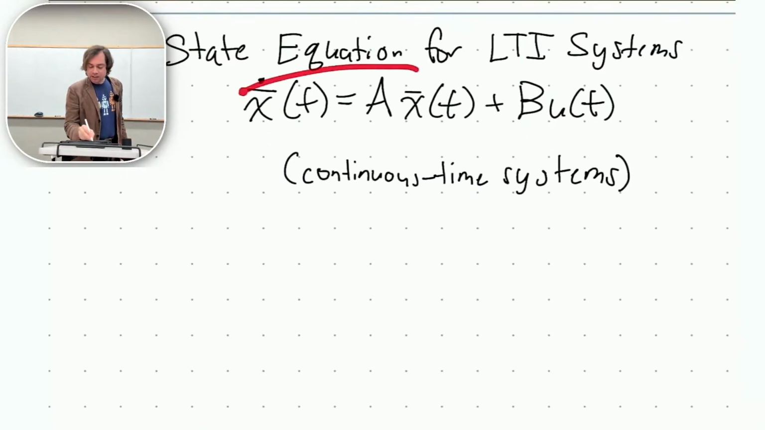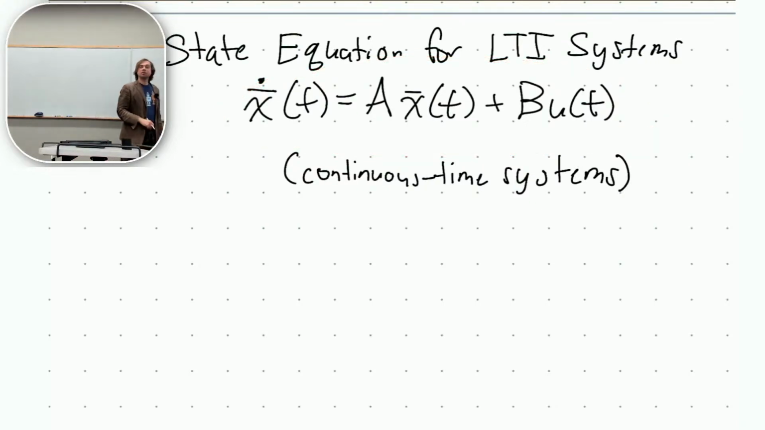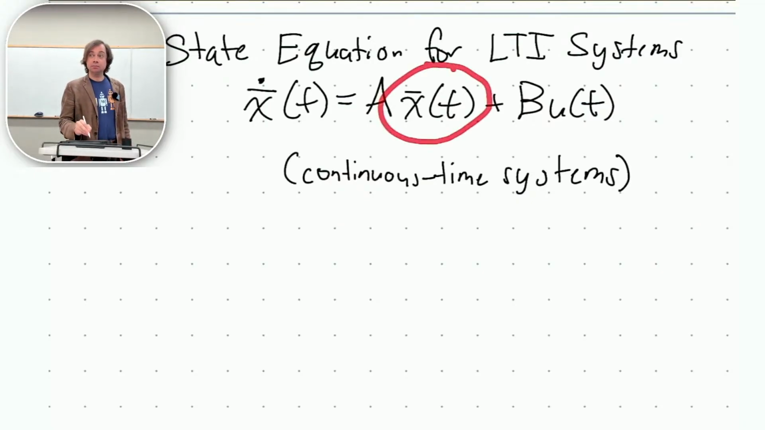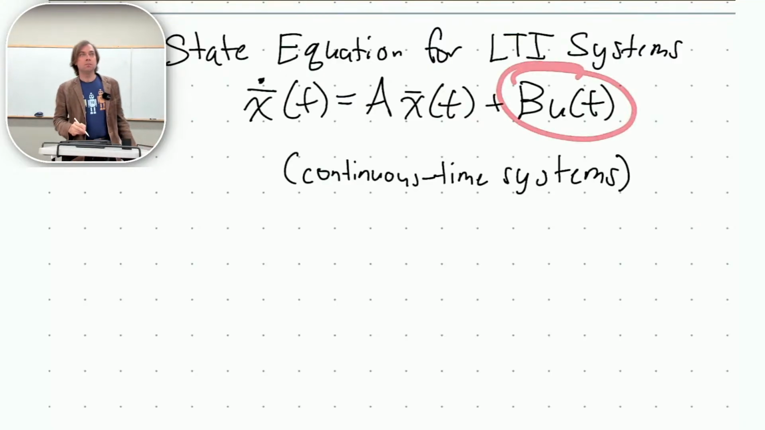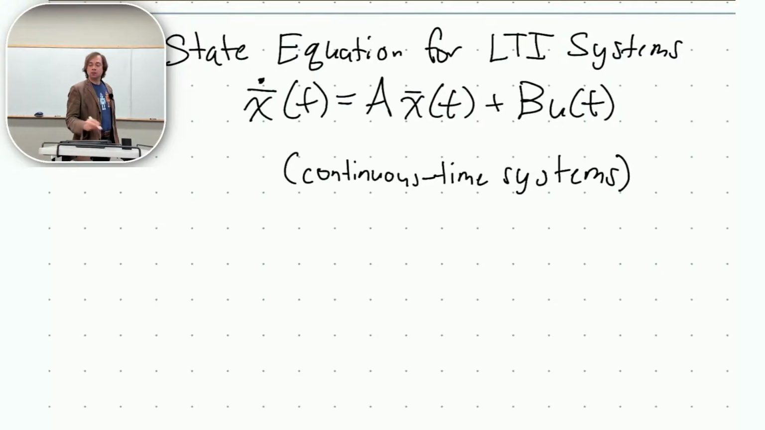Now, is this system autonomous, based on the definition we talked about before? Is it only dependent upon the current state in A? Oh, thank you, Ghost from Beyond. It's not. It's also dependent upon this, Bu of t. Okay? Where u of t are your control inputs.